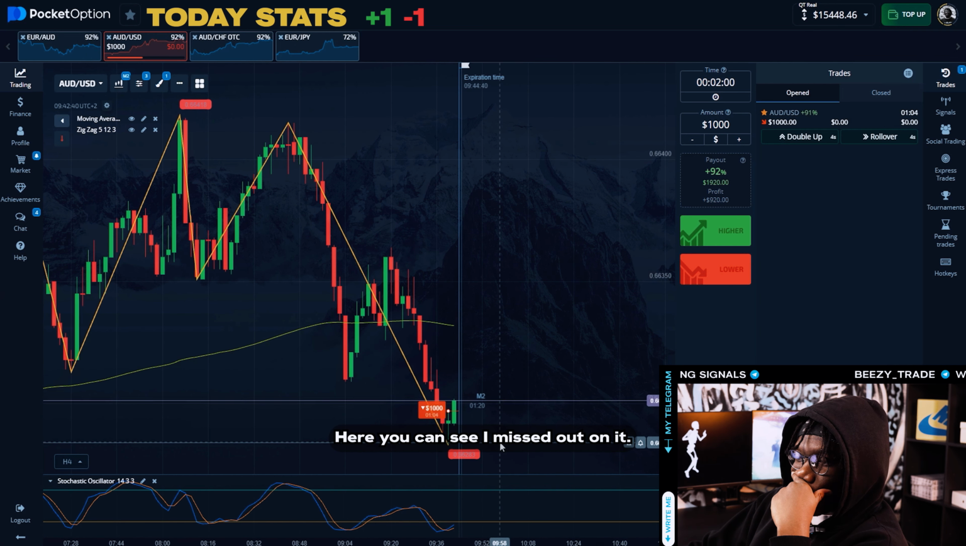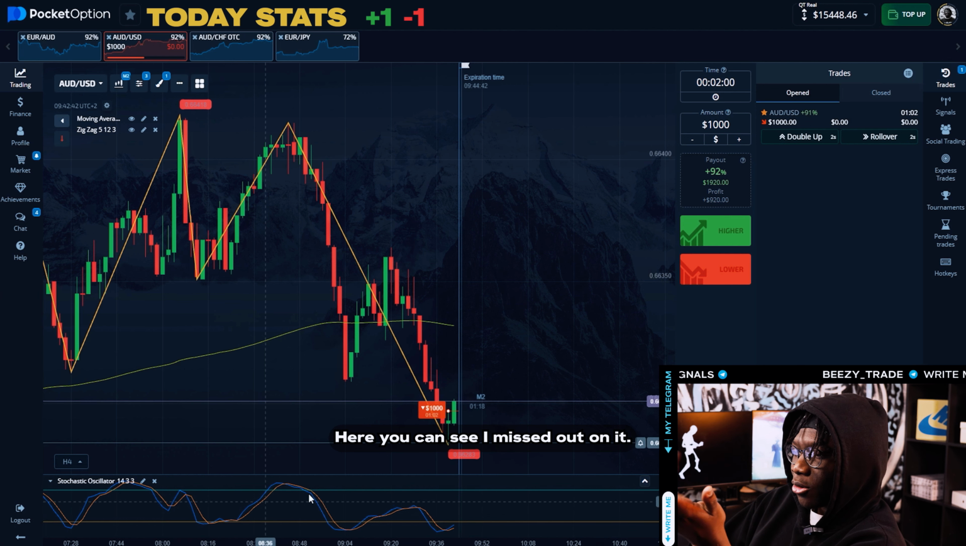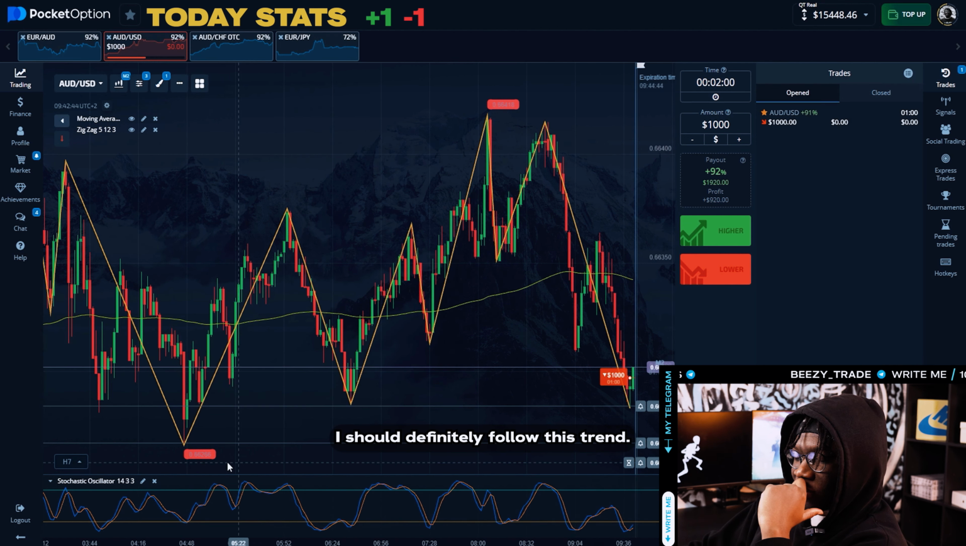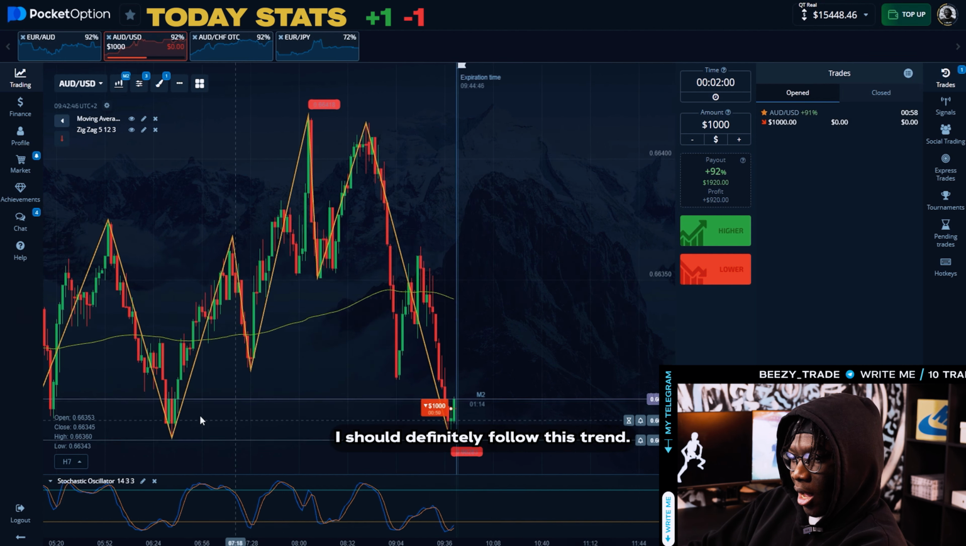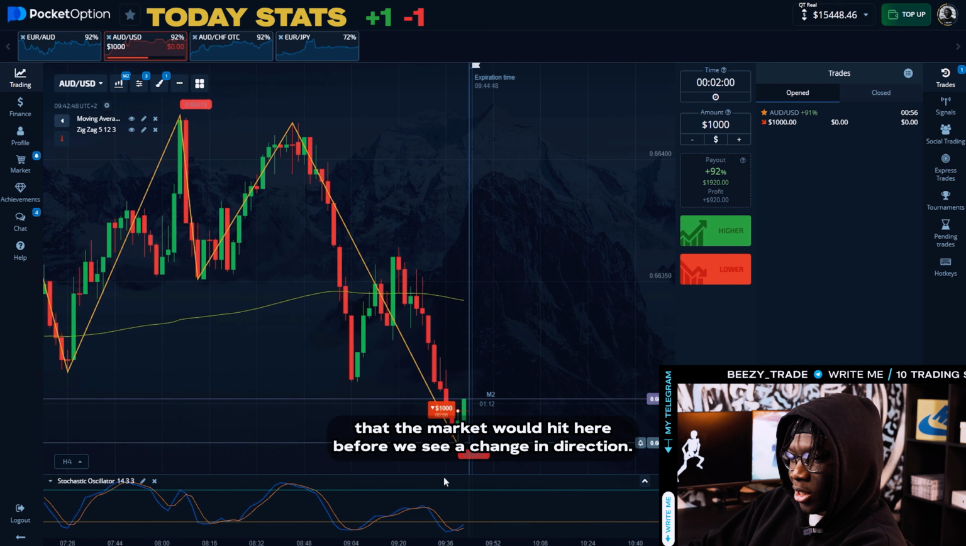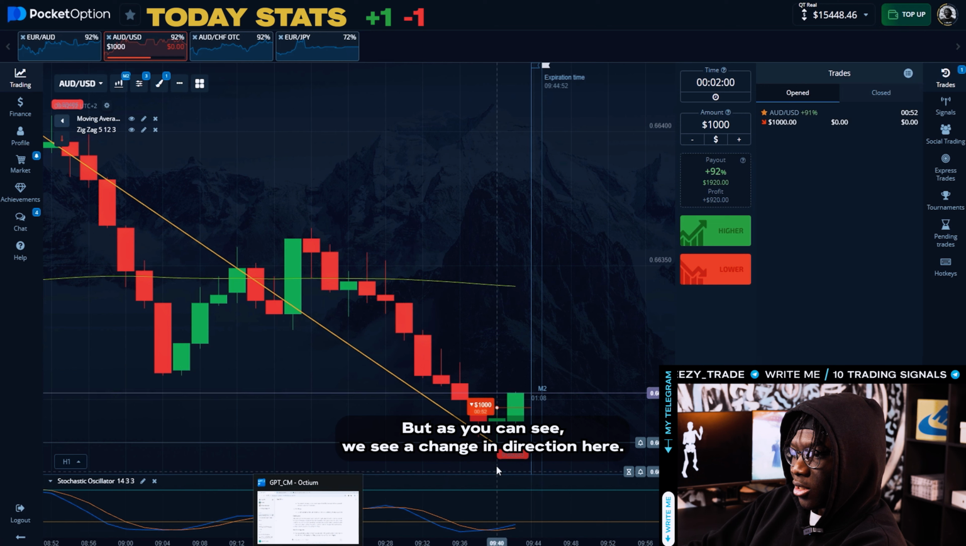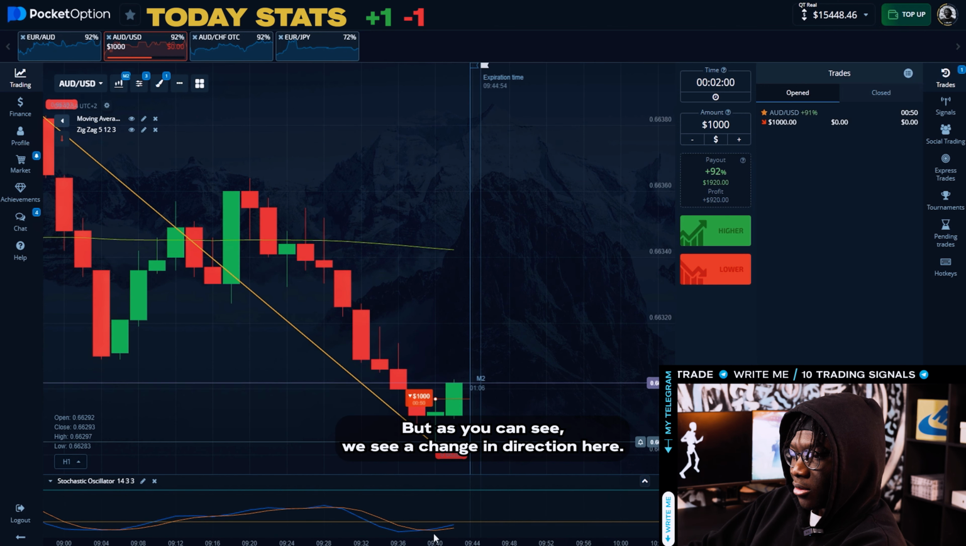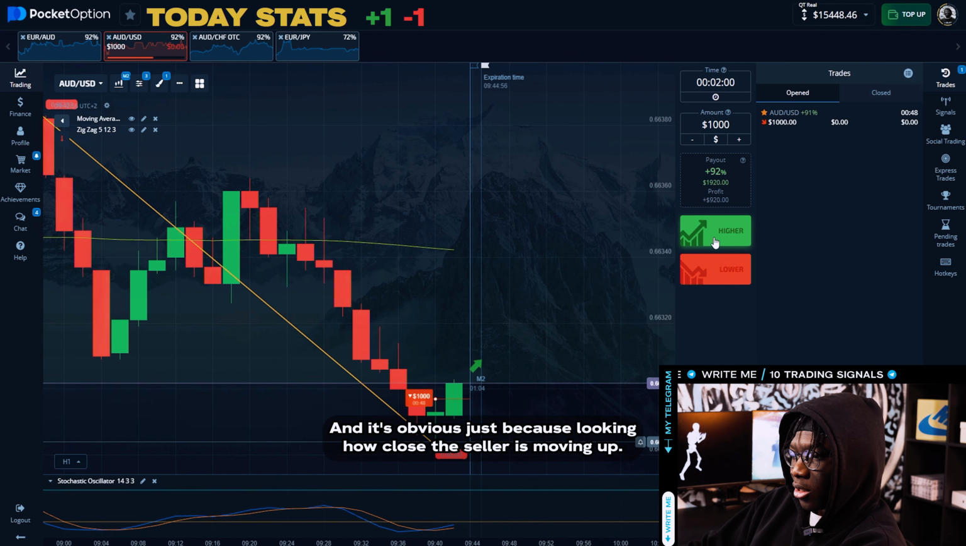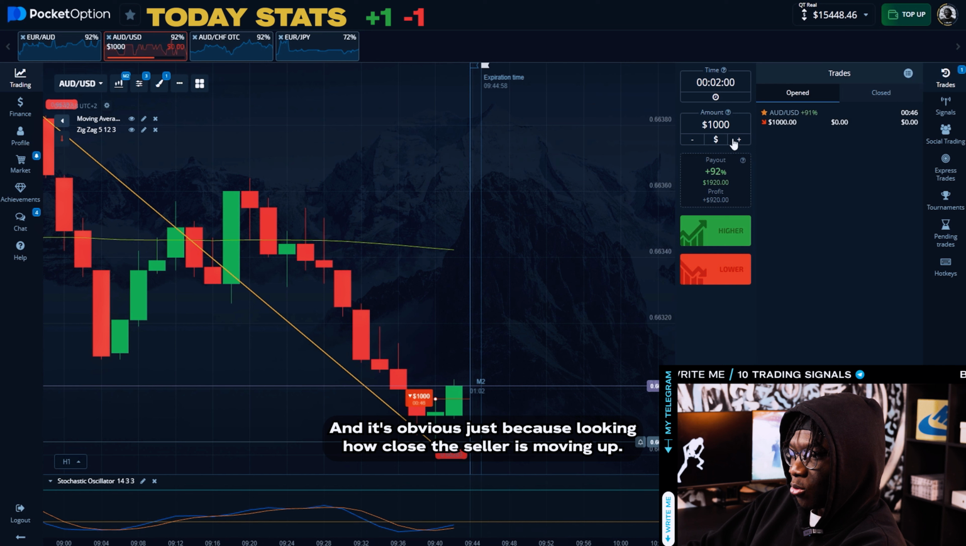So when we go here, you can see I missed out on it. I made a mistake. I should definitely follow this trend. I was counting on the fact that the market would hit here before we see a change in direction. But as you can see, we see a change in direction here. And it's obvious just because of how close the stochastic is moving up.